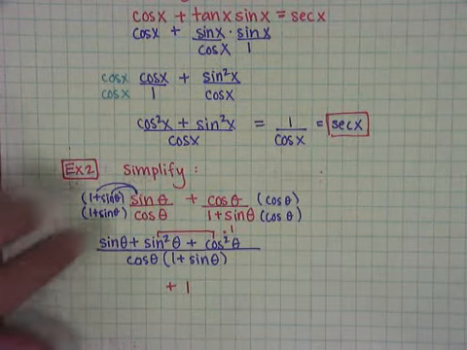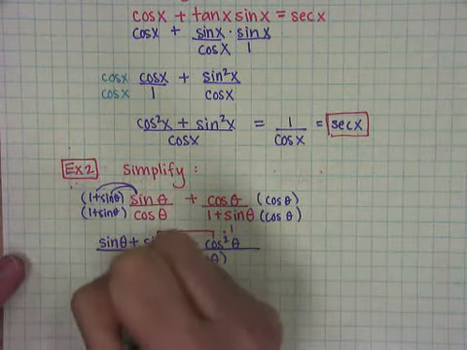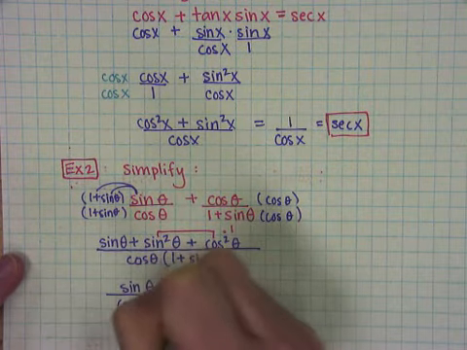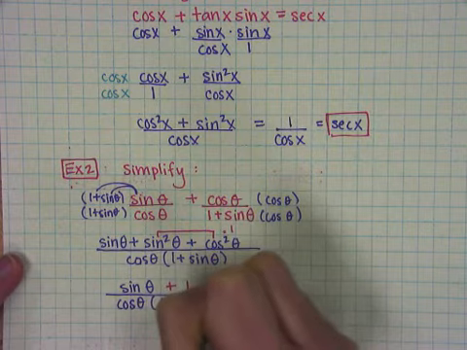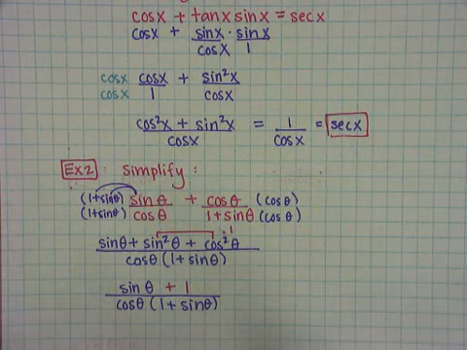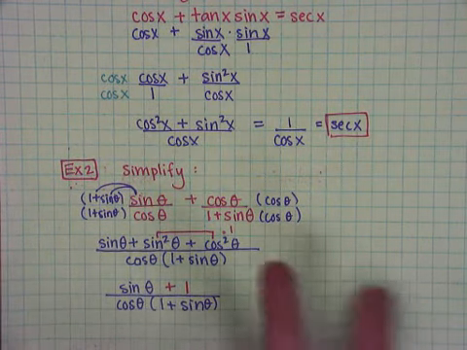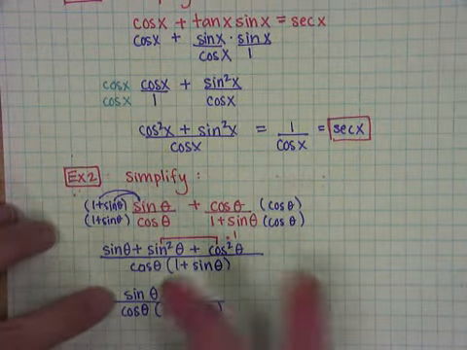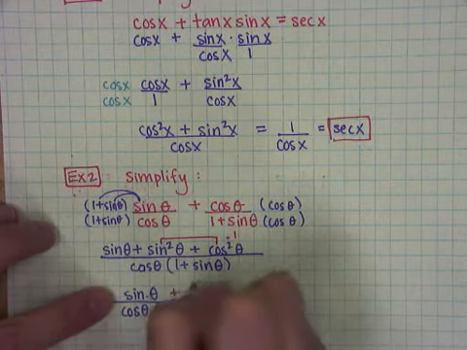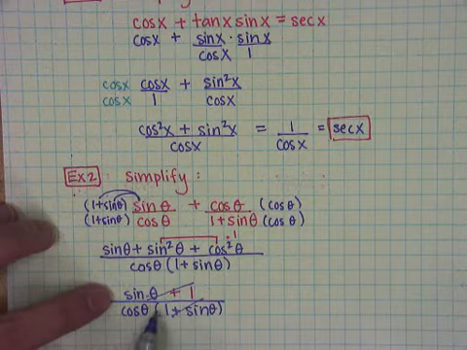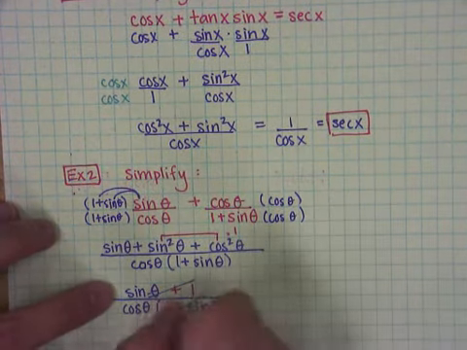I still have this sine of theta up here. And this is over cosine theta times 1 plus sine of theta, right? And now I have sine of theta plus 1 and 1 plus sine of theta. By the commutative property, right? Commuting means we can go back and forth, we can switch them. So I can rewrite it as 1 plus sine theta. And so they're equal, which means I can reduce. Now when I reduce these, I'm left with a 1, because something divided by itself is 1.